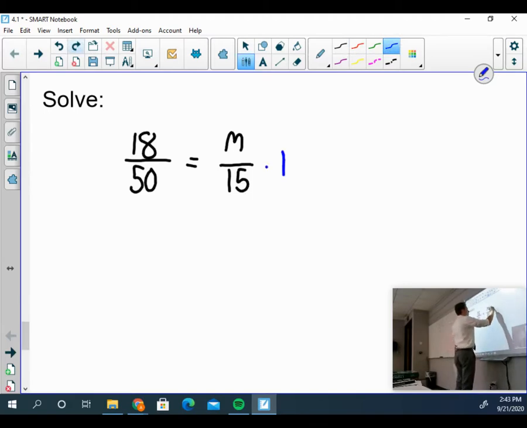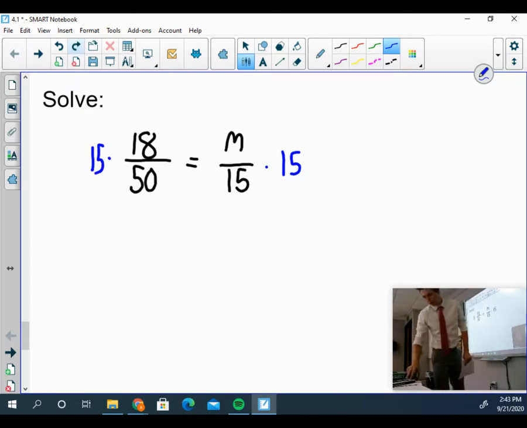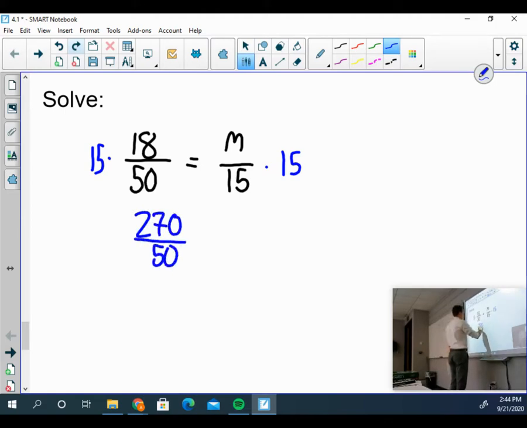So if I want to get m by itself, I'm going to multiply both sides by 15. 15 times 18 gives me 270 divided by 50, and they cancel over here. 270 divided by 50 gives me 5.4 as my answer.